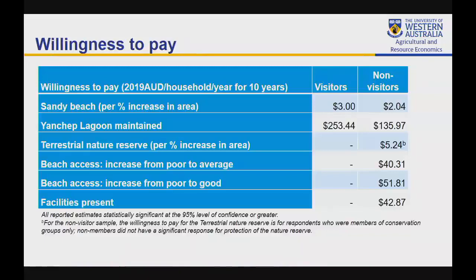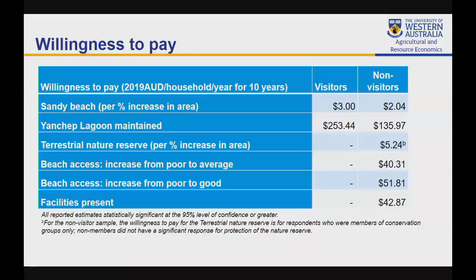Willingness to pay estimates. We can do this for subsets. We can only do this for those who say they attended to cost, because that only makes sense, and for the terrestrial reserve, it's only for the people who are members of an environmental group because they were the only ones who valued it. But what you can see is we're getting reasonable consistency between the visitors and non-visitors about how you value a percentage increase in beach.